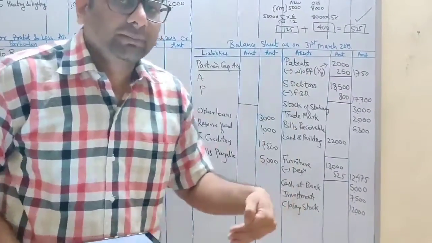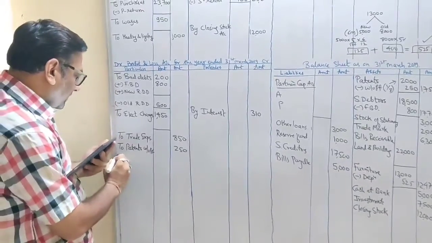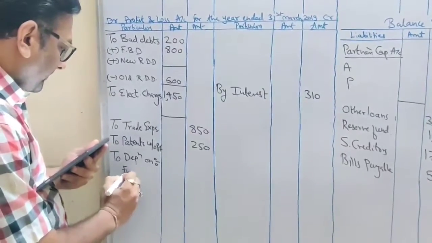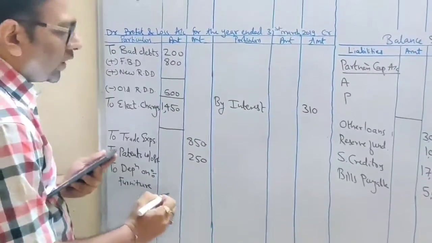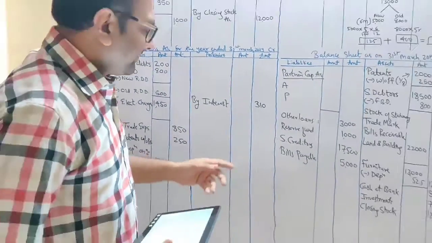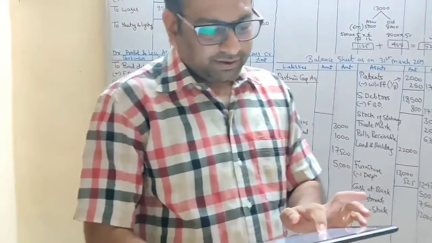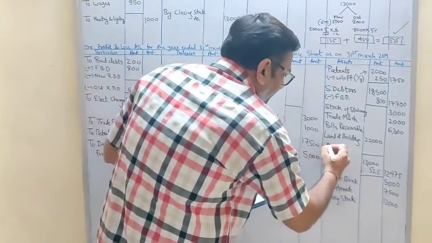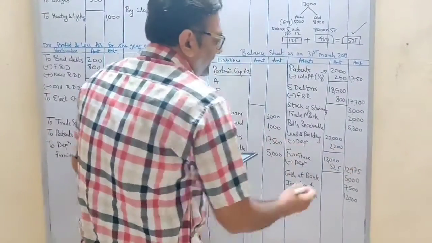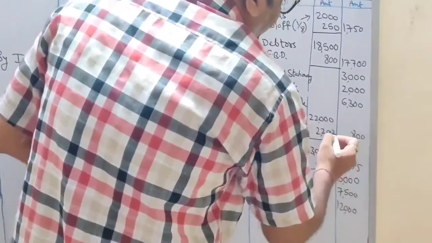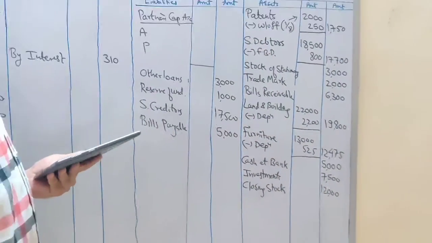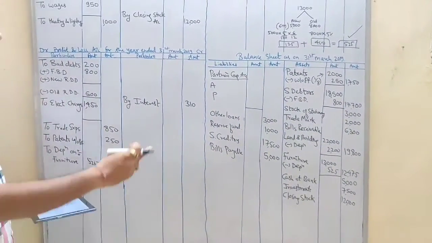Now let's give the second effect, student. Depreciation means it's a loss for the business. So loss, you will write it on the debit side. To depreciation on furniture, how much we got? 525. Now I have written it inner because there is one more asset, student. Land and building. On land and building you calculate depreciation of 10%. It will be 2,200. So you minus it and write it in the outer column. 19,800.